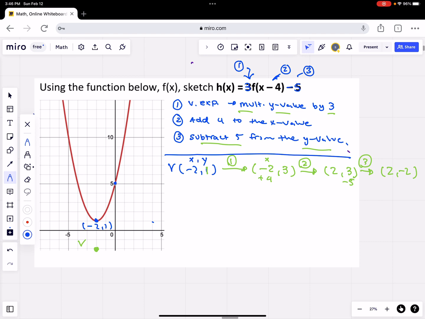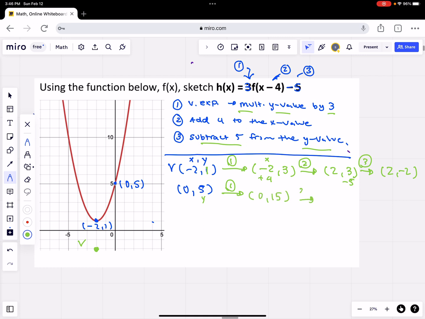The thing is that 1 point is not good enough. I am going to see what happens to the previous y-intercept. So 0 comma 5 will need to go through the exact same transformation rules. So number 1, multiply the y value by 3. So this is the y value. I'm getting 0 comma 15, stretched way up.